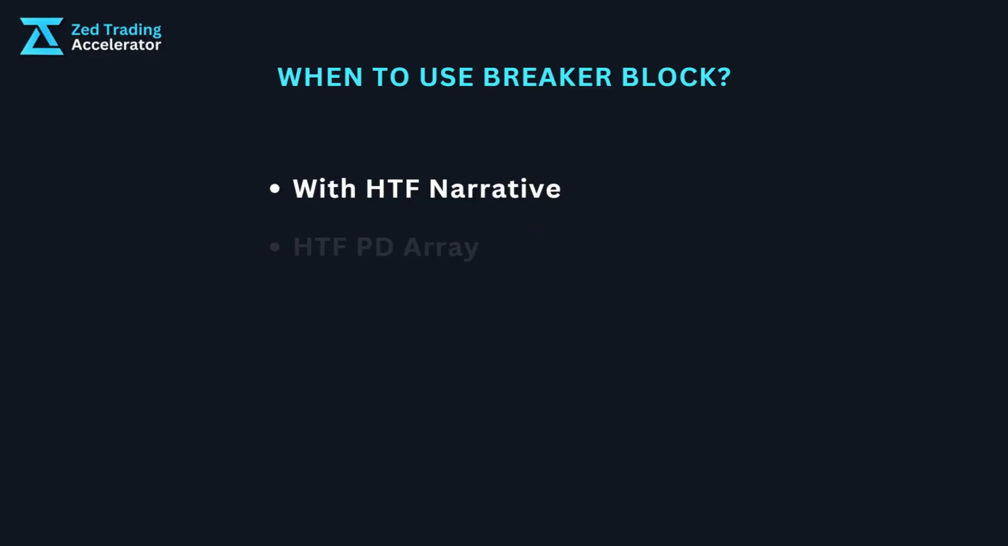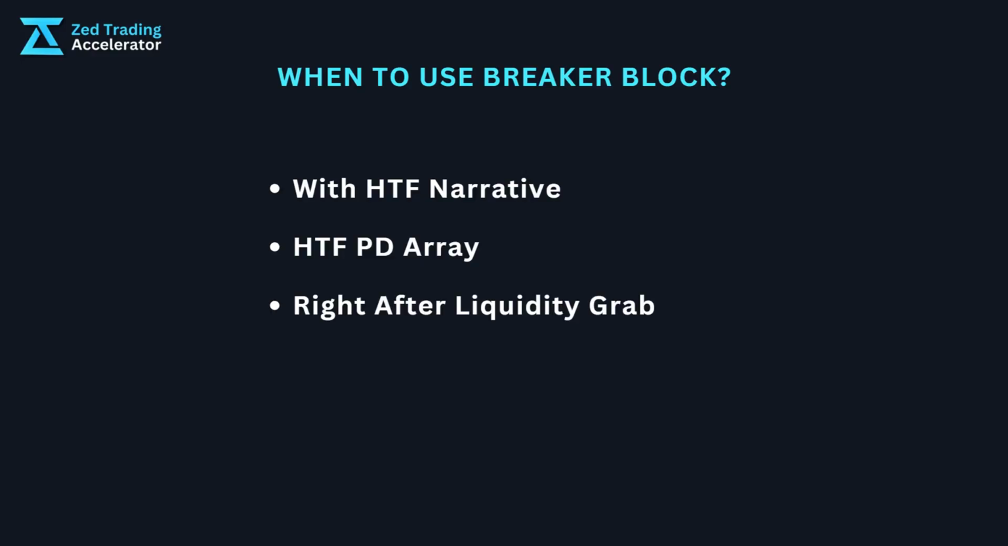Second is when we have a higher time frame PD array. This is the perfect time to use a breaker block, when we reach a higher time frame PD array. For example, a 4-hour fair value gap, a 1-hour order block. Next is right after a liquidity grab. This is another best way to use the breaker block. Don't worry, I will explain this in the live market examples.